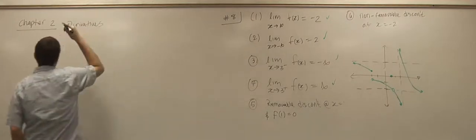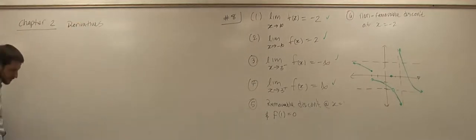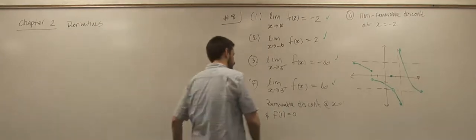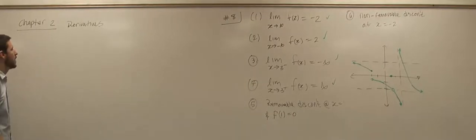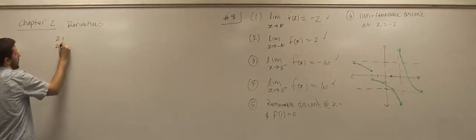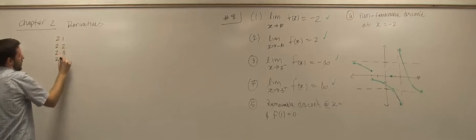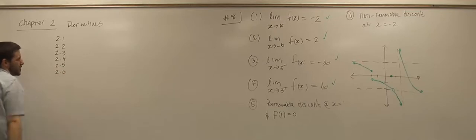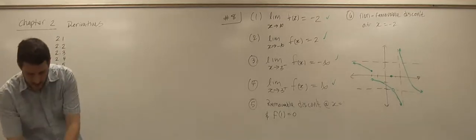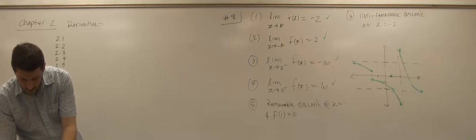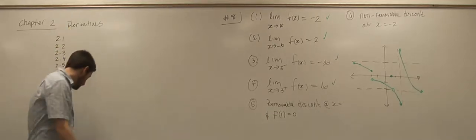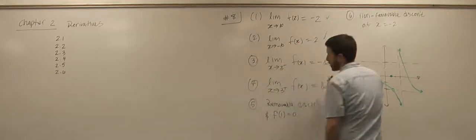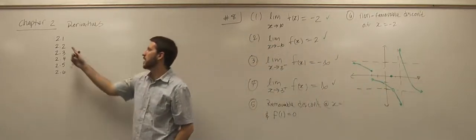So chapter 2 is about derivatives. Let's see if we can work out... So basically, derivatives are what we actually care about. Derivatives are the slope of a tangent line, which is one of the main uses of calculus.